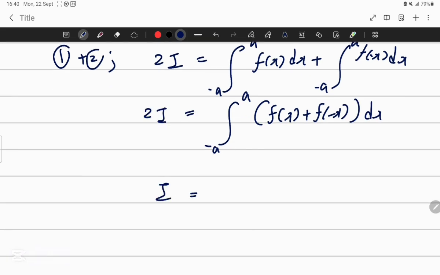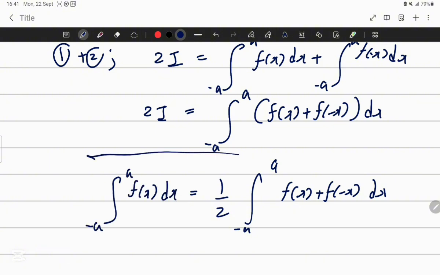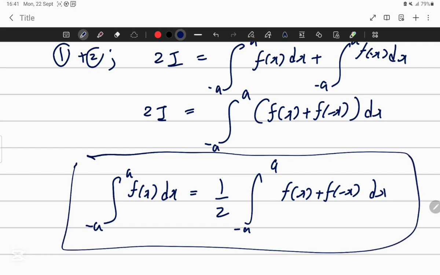Then I equals 1/2 times the integral from -a to a of f(x) plus f(-x) dx. Now I know what is I. I is the integral from -a to a of f(x) dx. So I have proved this thing, right?